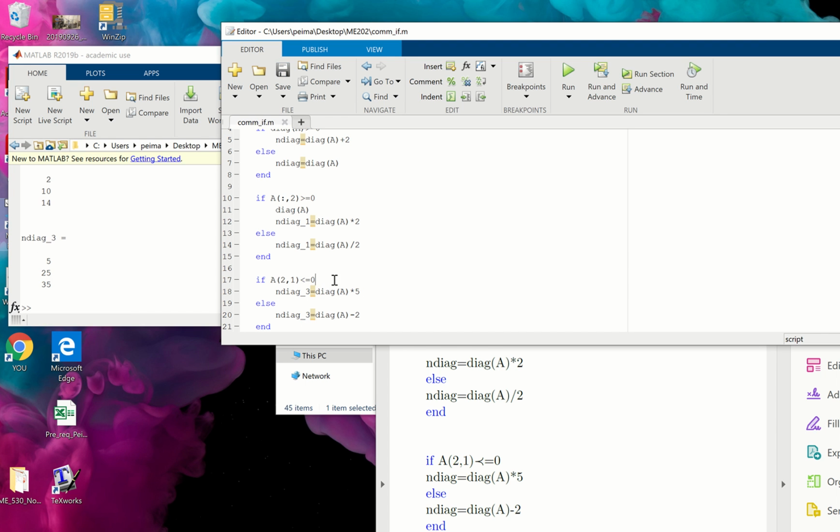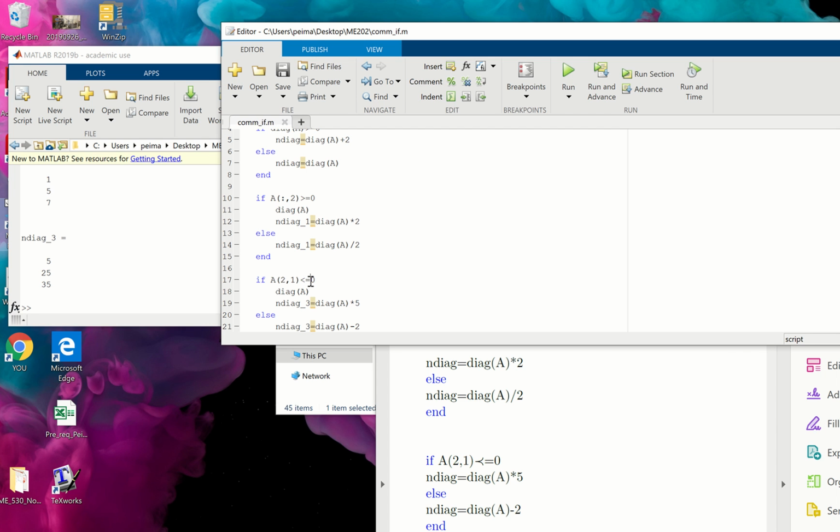Again, I'm putting diagonal here to compare. Diag A, that's right. Look at here, guys. Diag A is 1, 5, 7 multiplied by 5 is 5, 25, 35.